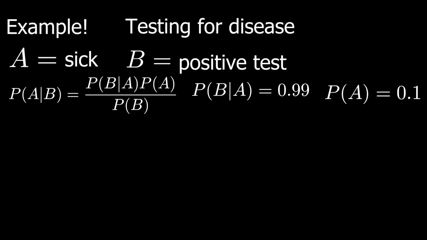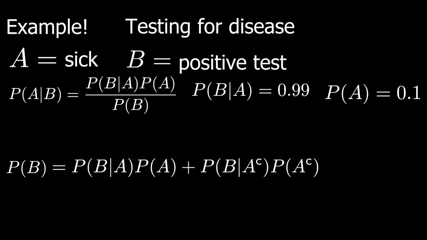The last and hardest piece to solve is P of B. What is the probability of getting a positive test? There are two possibilities. We get a true positive, we are sick and we get a positive result, or we get a false positive, we are not sick, but still get a positive test result. Notice that sick and not sick partition the sample space. We can use the law of total probability. P of B equals P of B given A times P of A plus P of B given not A times P of not A. We can use the complement rule to figure out that the probability of not being sick is 0.9.